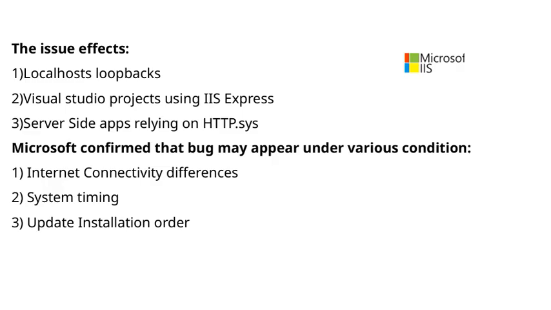Understanding these factors helps us recognize how this bug can be unpredictable and why it's important to be aware of the environment and system states when troubleshooting or developing. It ties back to the overall theme of ensuring our development and server environments are stable and reliable.